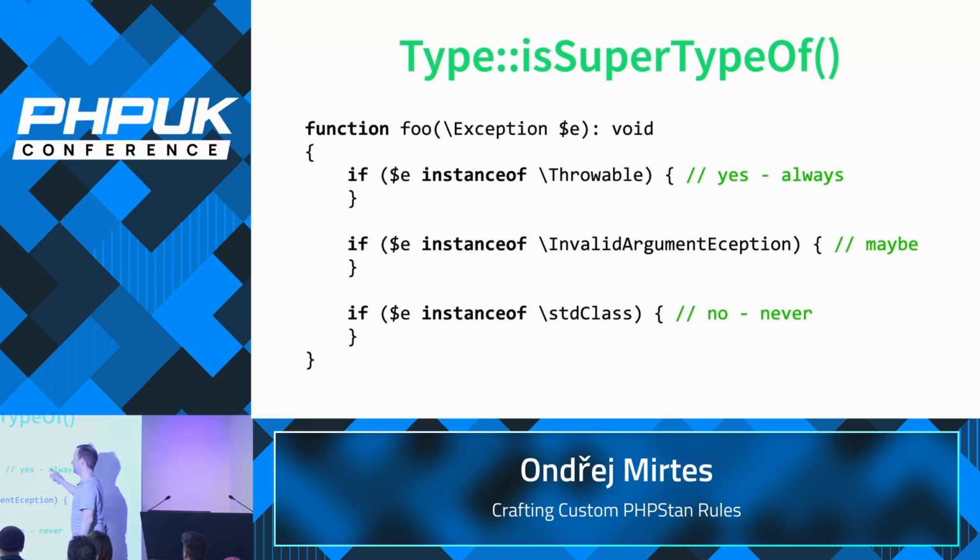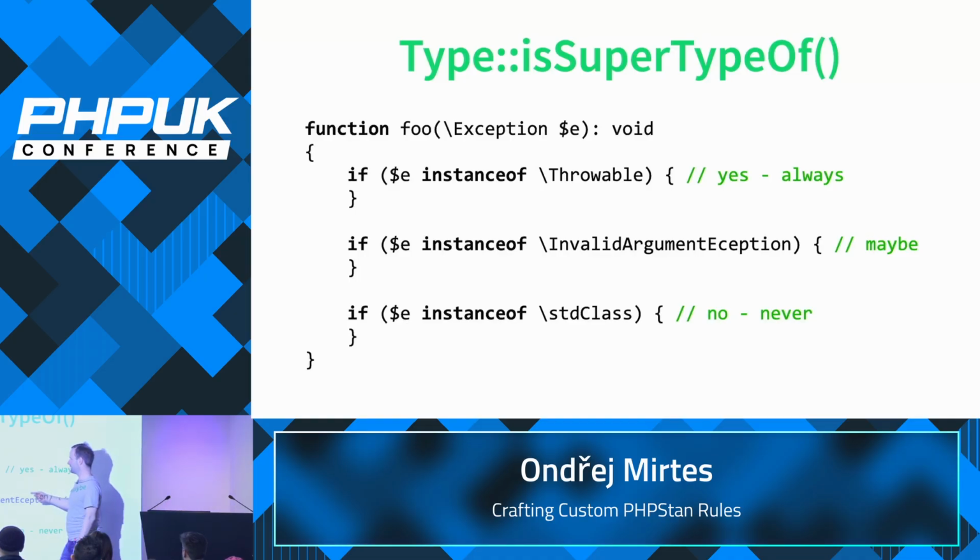So let's say that we are accepting an exception here, and you are asking, is this variable instance of Throwable? So this is always true because Throwable is a supertype of Exception. So this kind of condition actually doesn't make sense in code, right? Because it's always true.